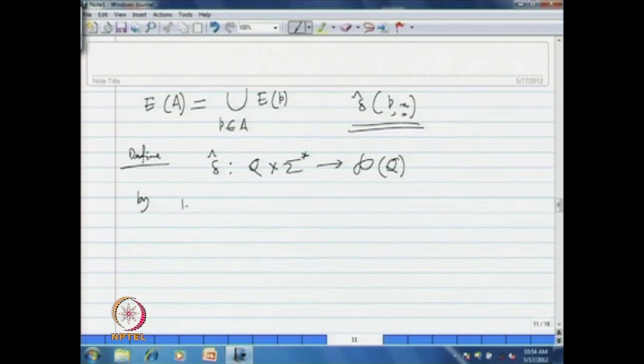by giving two steps. So, first is that delta hat q epsilon, without taking any input, or taking 0 or more epsilon moves, what are the states reachable from this state is given by epsilon closure of q. And then delta hat q x a, so x a, where x is any string over sigma star, then delta hat q x a is defined as follows.